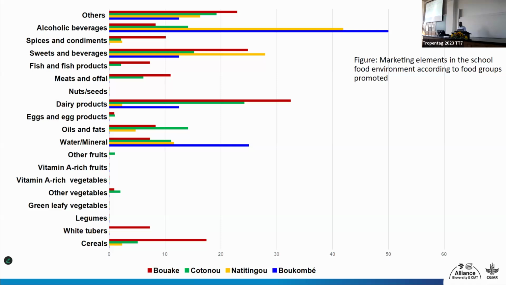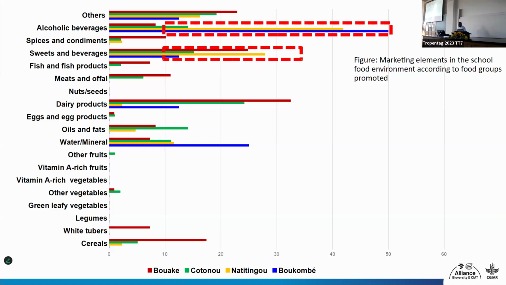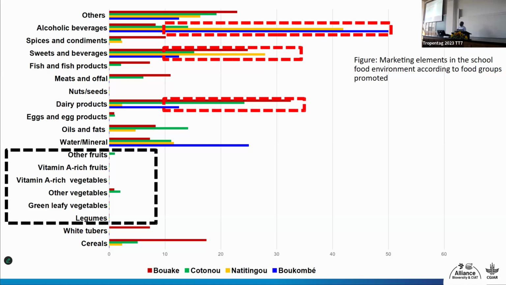What are the foods really promoted? We can see it in this graph, the different food groups promoted, and easily we can see here alcoholic beverages were the top, followed by sweets and soda. Also, we have some dairy like yogurt, which was well promoted. When we come to more nutritive, more healthy food, like fruits, vegetables, legumes, they were almost absent in the food promotion. So you can start thinking about what we can have as a result.